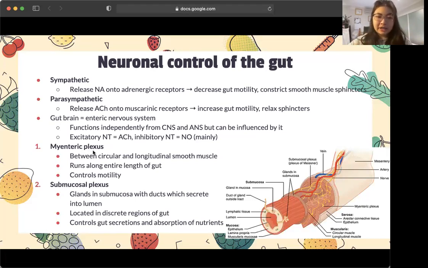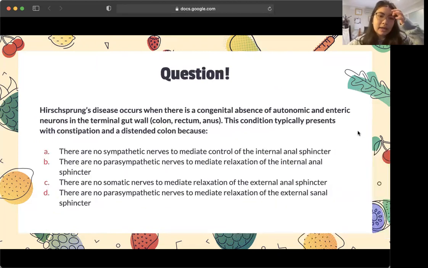So myenteric plexus is lying in between the muscle. It's going to help with that contractility. It's going to help with the motility. Submucosal plexus lies in the submucosa. It's going to help with those secretions. Okay, I think pretty much everything else is there.